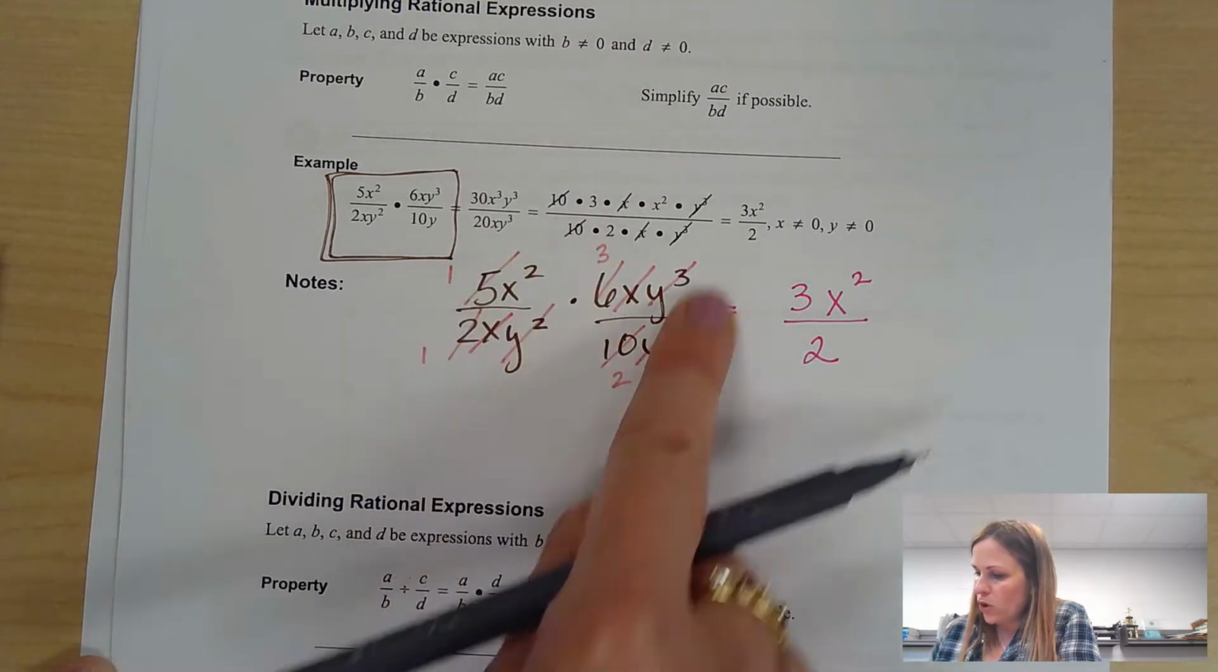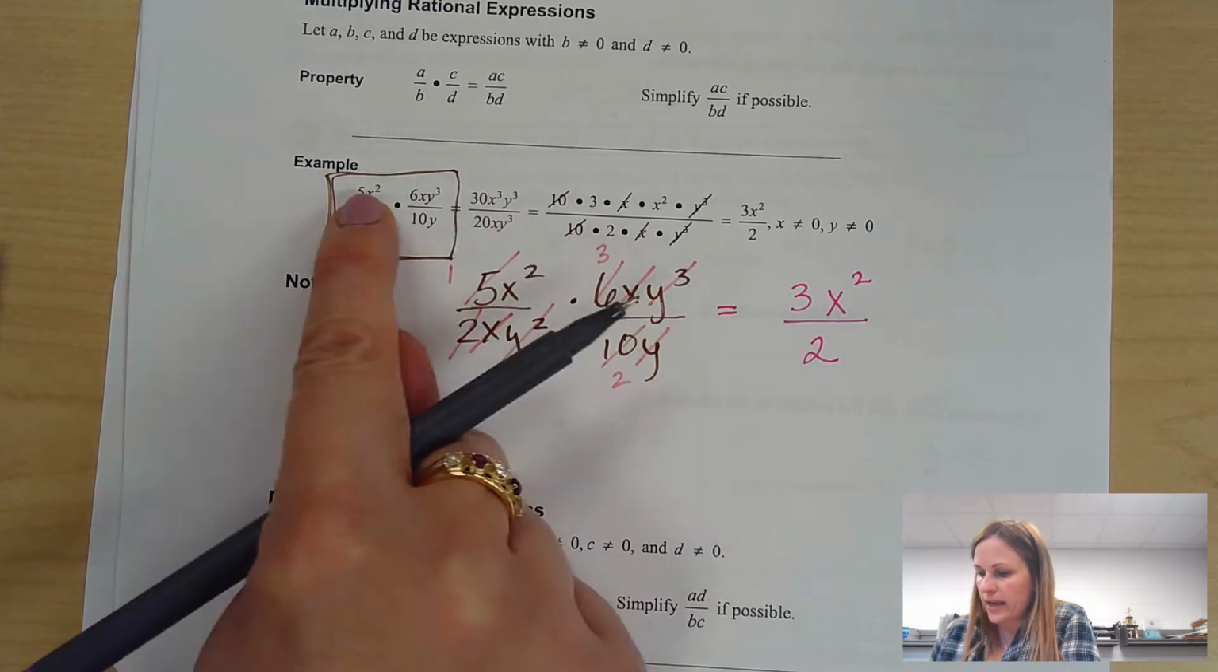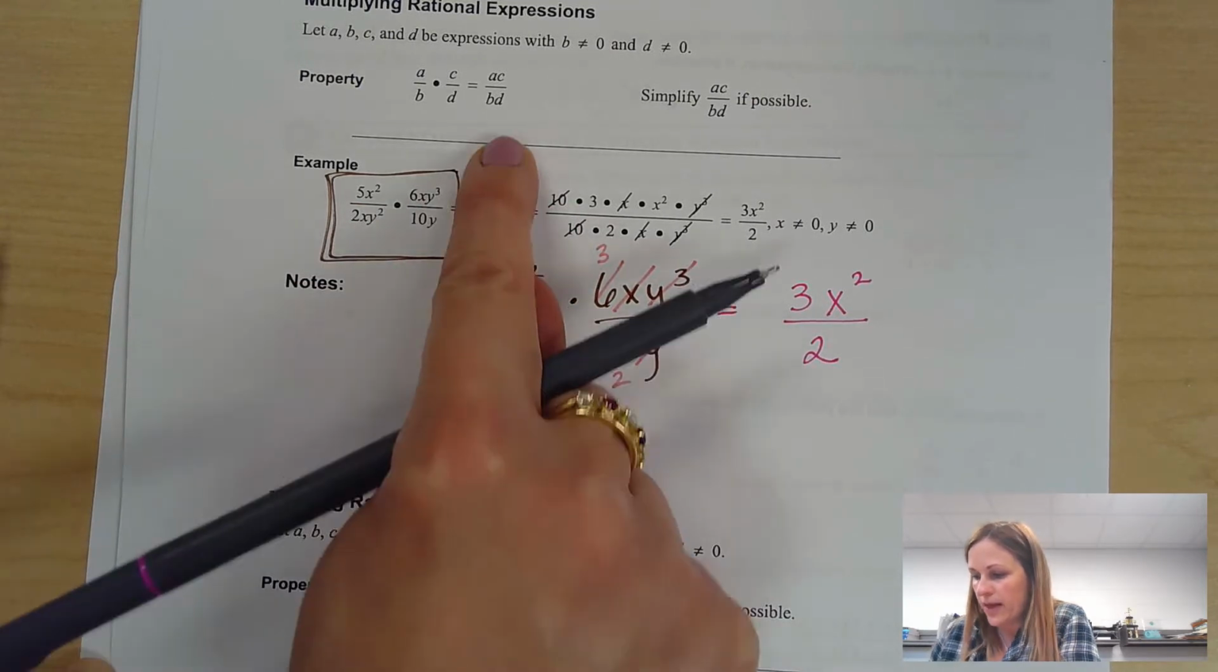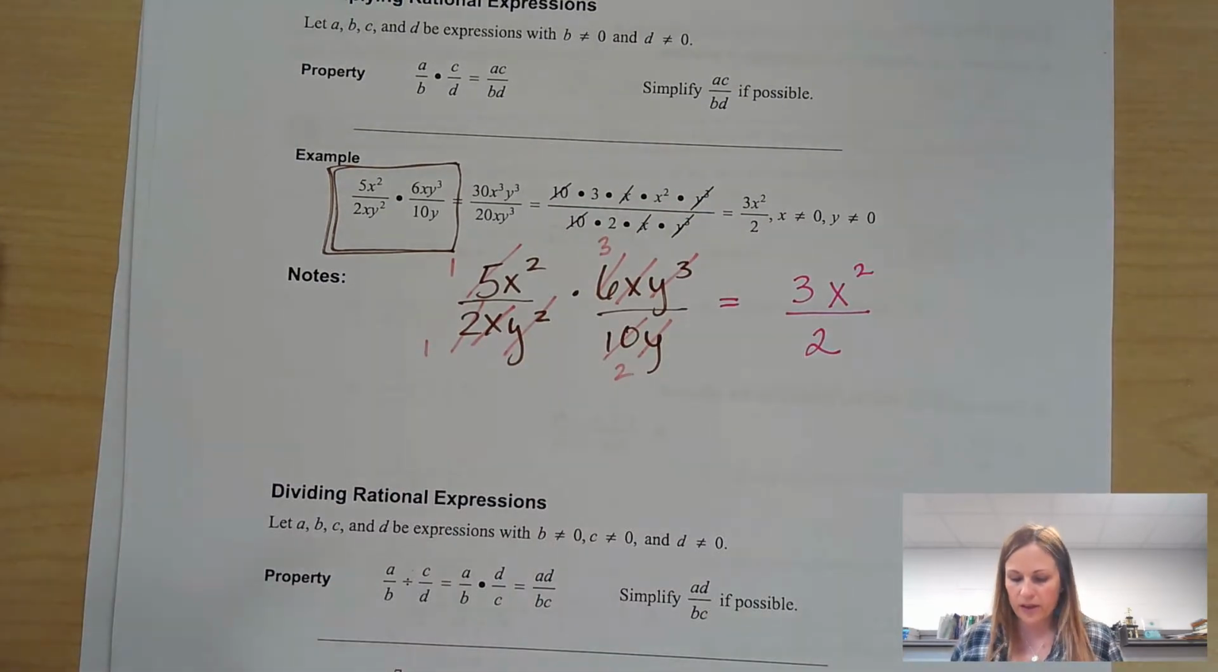So this might be your work for this problem. Notice that we got the same answer. What they did again is they multiplied across the top, multiplied across the bottom, and then simplified that expression. Or you can simplify everything ahead of time, before you multiply.